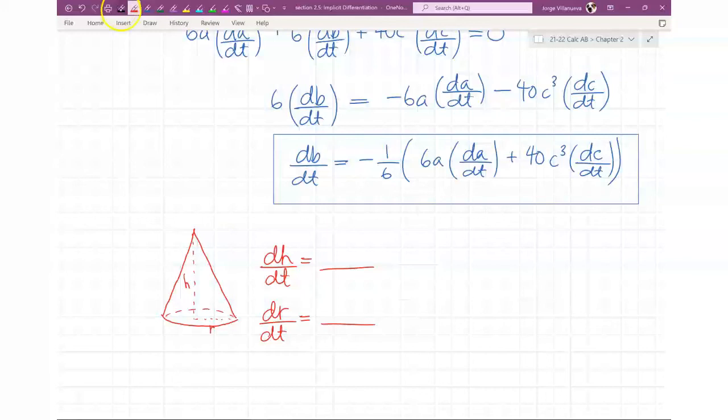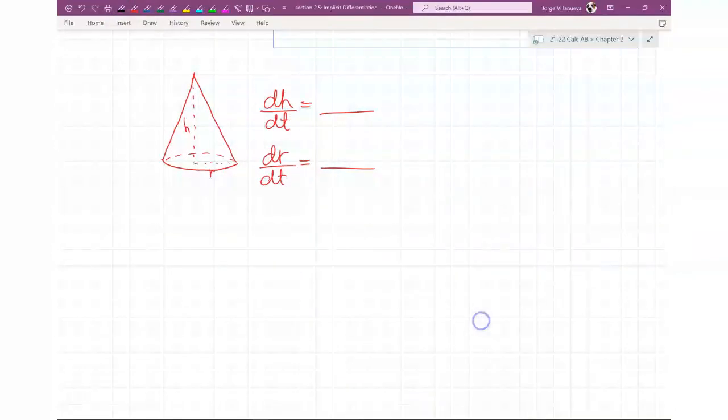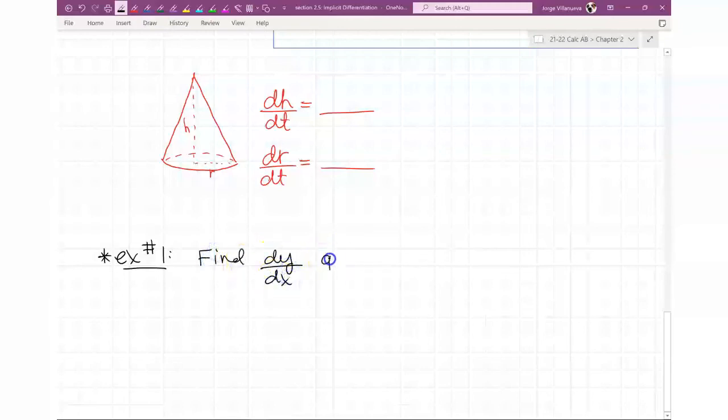So let's do this example here. I know this is kind of like example 3, but this is what I have as my example 1, just so you guys know. The other stuff was just us messing around, trying to dip our feet into this thing. So find dy/dx given x squared minus 2y cubed plus 4y equals 2. So let's go ahead and do that.